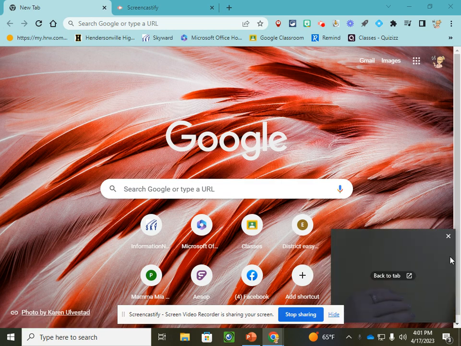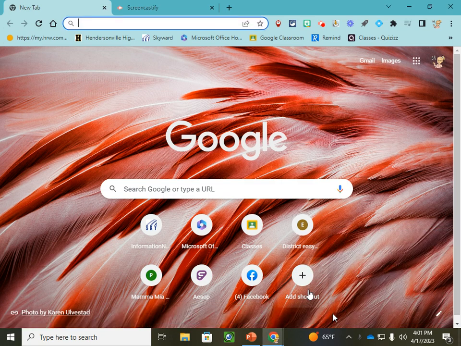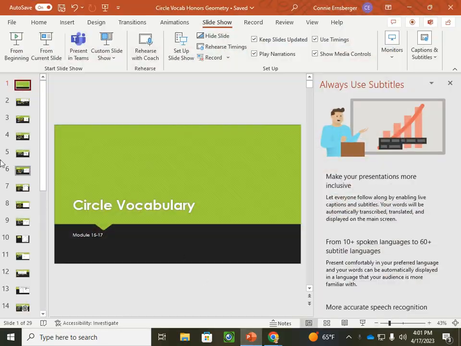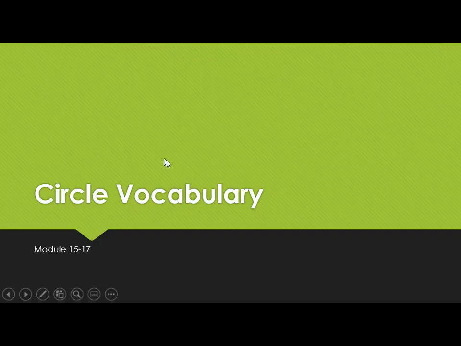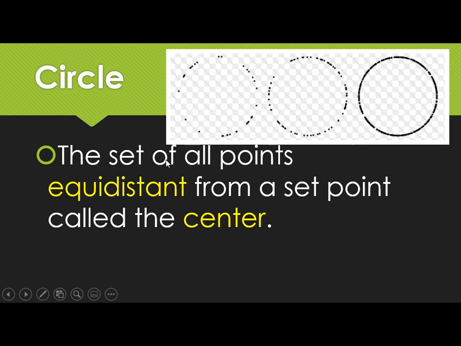Okay, so I'm going to jump right into the PowerPoint. All right, circle vocab. The definition of a circle is the set of all points equidistant from a set point called the center. So in the center of the circle, I want you to pretend there was a peg in the ground and a dog on a chain. That dog could go to each of these places, but he could never go past it.